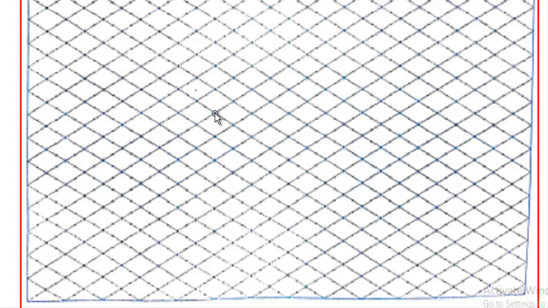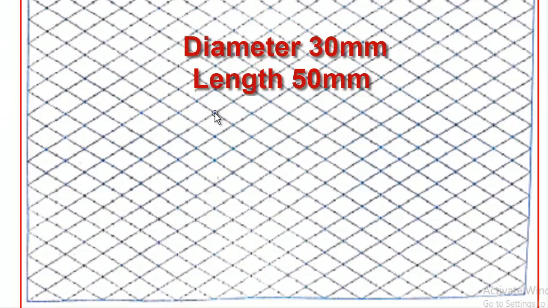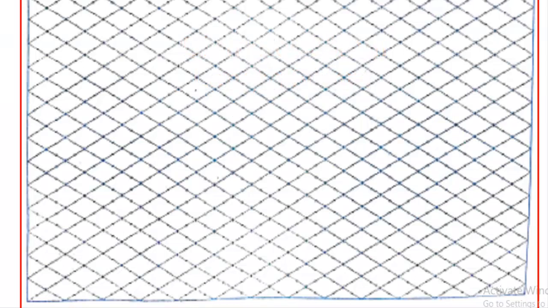I will take a cylinder example, because one of the problems is given like this. I will take almost the same dimensions: a cylinder of 30 mm diameter and length 50. Okay, 30 mm diameter and 50 is the length. Let me construct that.